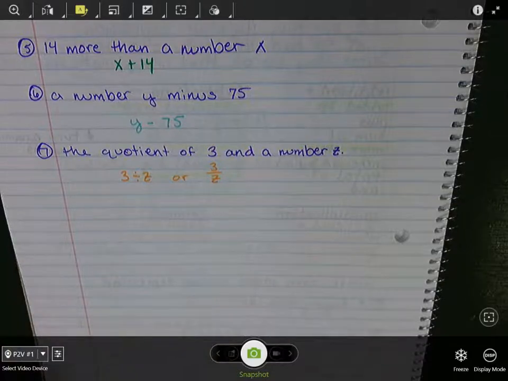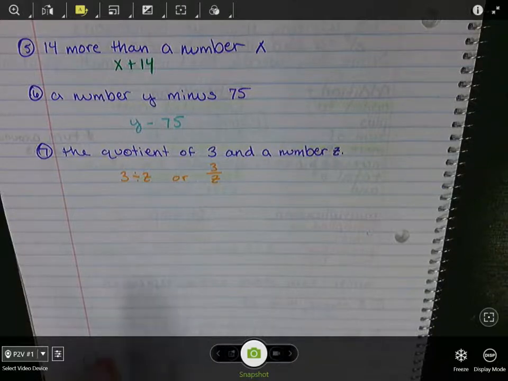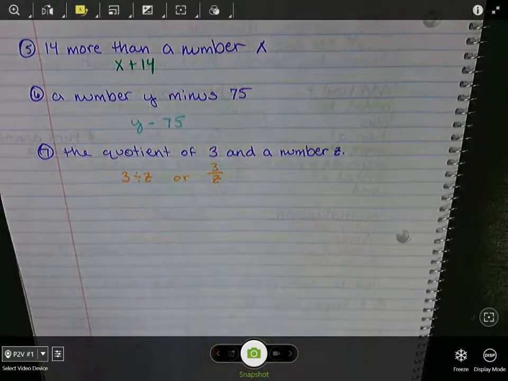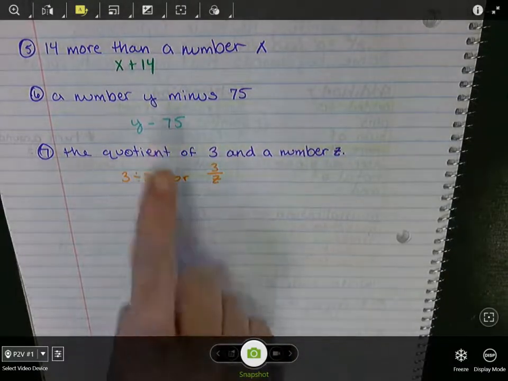When writing expressions involving subtraction or division, order is important. For example, the quotient of a number x and 2 means x divided by 2, not 2 divided by x. If you're adding or multiplying, the order really doesn't matter because of the commutative property. However, with subtraction and division, it does matter. So you need to make sure that they're in the correct order.